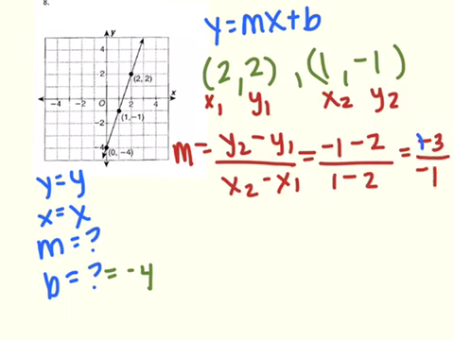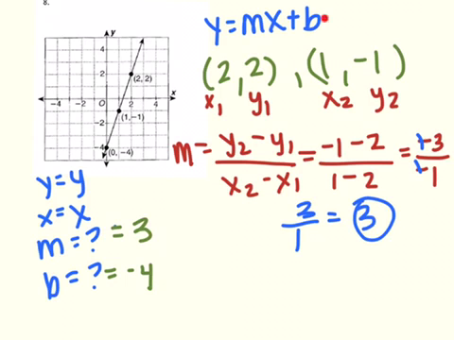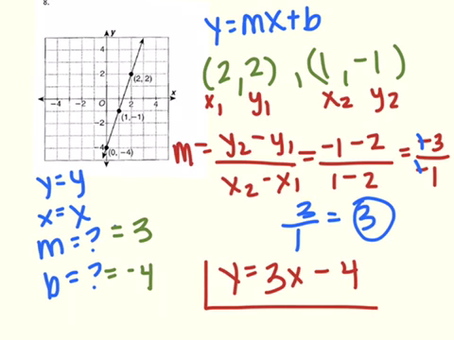And the two negatives are going to cancel out. So we get 3 over 1. But we always want to write slope in its simplest form. So 3 over 1 ends up equaling 3. So our slope, or m, equals 3. And then we just plug again these numbers into this equation. So the final answer is y equals 3x. And then our y-intercept this time is a negative 4. So we're going to do minus 4. And there's your answer.